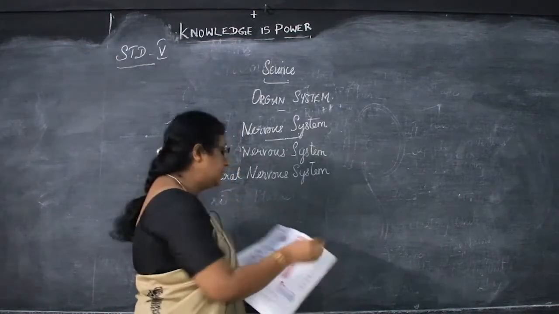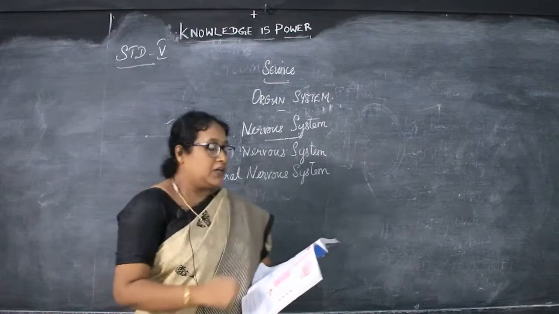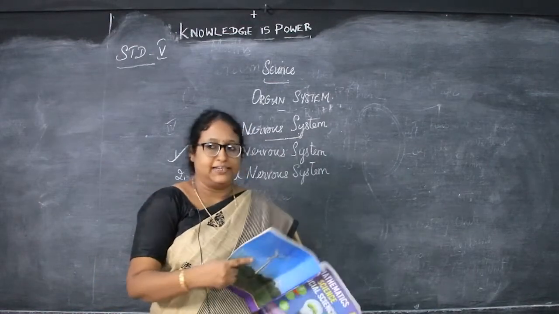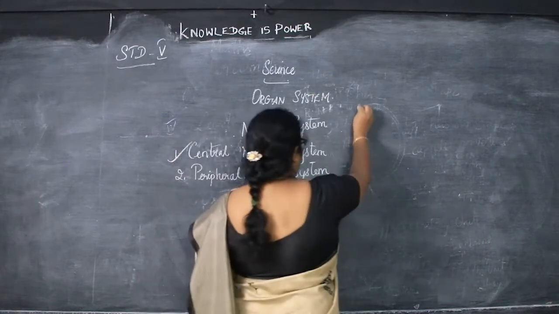Now first we will see the central nervous system. The central nervous system consists of the brain, spinal cord and the nerves. This is the brain.